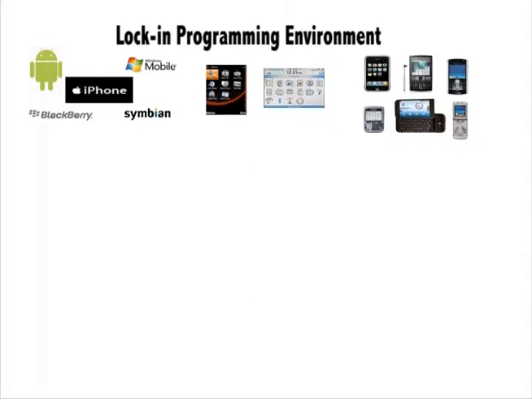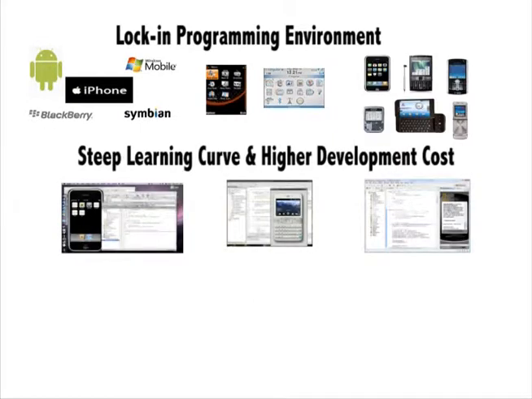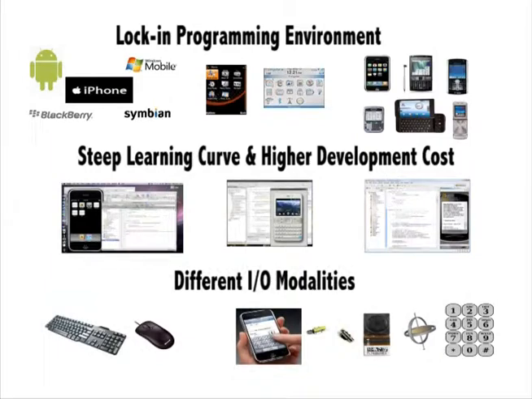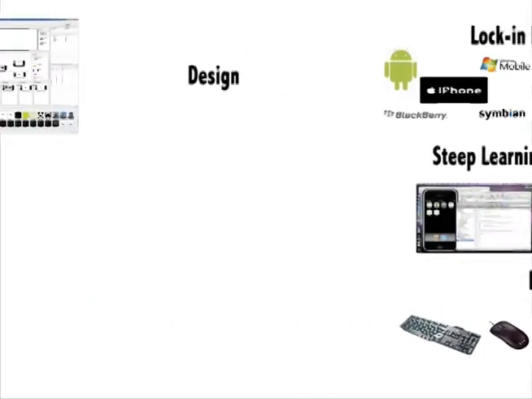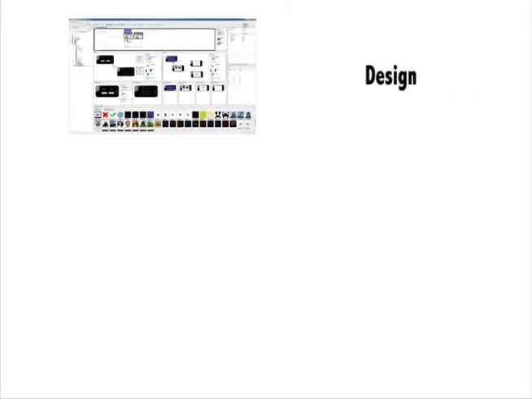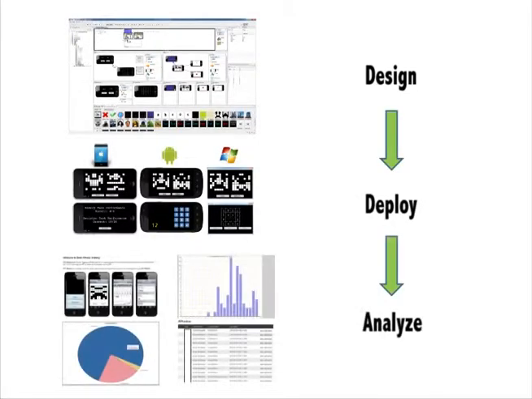However, the steep learning curve for building mobile applications makes it difficult for researchers in most fields to implement experiments for mobile phones. e-Chimera provides an easy-to-use, visual programming environment for designing, prototyping, deploying, and analyzing experiments for mobile devices.